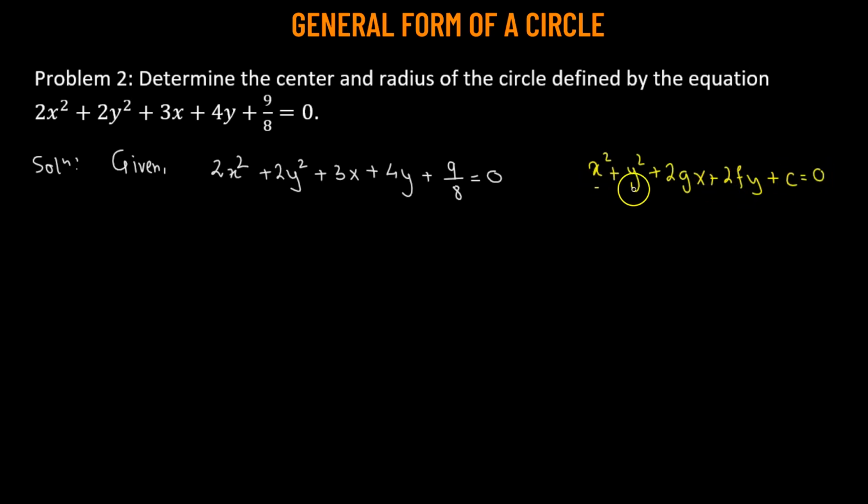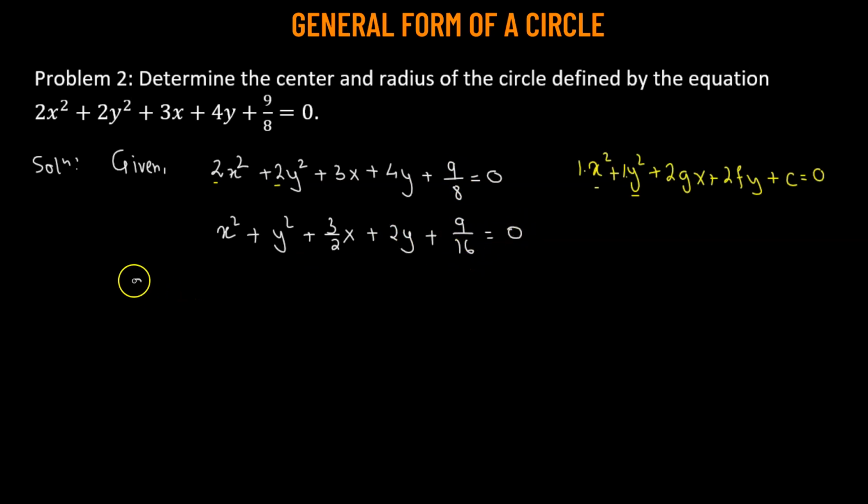Now here, the coefficient of x squared as well as the coefficient of y squared are both 1. But in our case, we have a coefficient of 2. So we have to get rid of that coefficient. Since the coefficient is 2, all we have to do is divide each term by 2. So dividing each term by 2, we get x squared plus y squared, and 3x will become 3 over 2 x, plus 4y over 2 will become 2 times y, plus half of 9 over 8, so that becomes 9 over 16, equals 0.